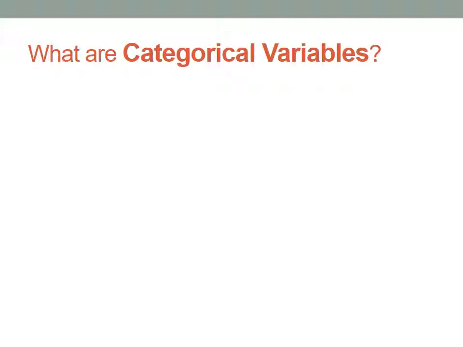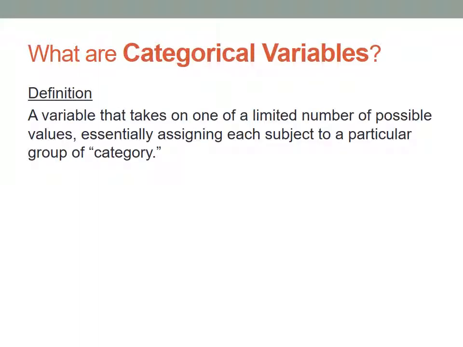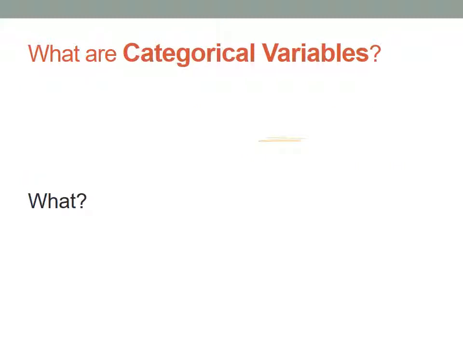Let's begin with categorical variables. In general, what is a categorical variable? A variable that takes on one of a limited number of possible values, essentially assigning each subject, remember subject is the same as experimental unit, to a particular group or category. What does that mean? Well, essentially that means that the data that we're gathering is able to be put into a specific category.